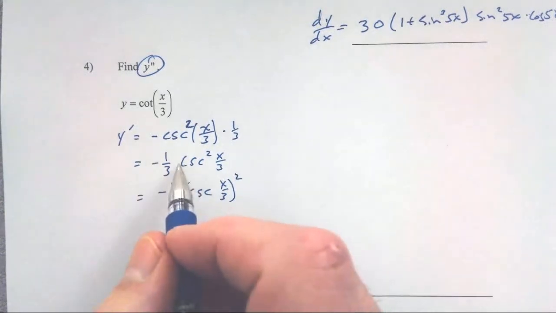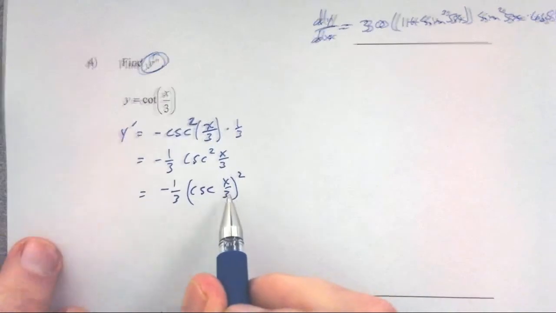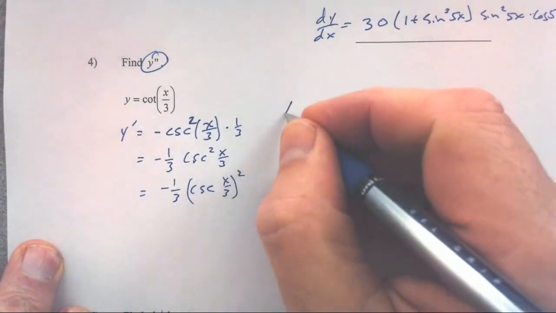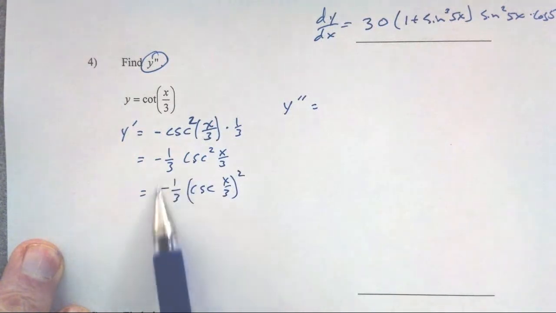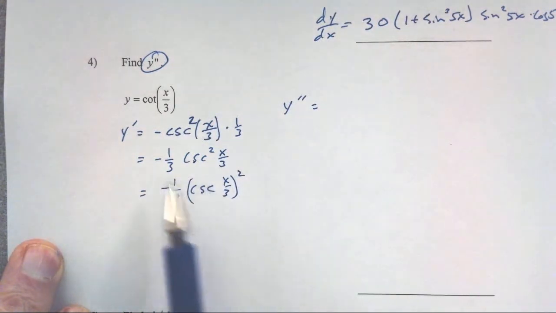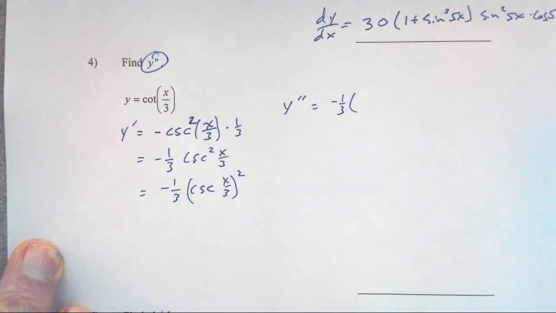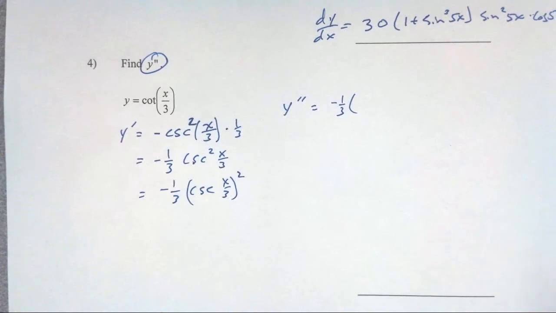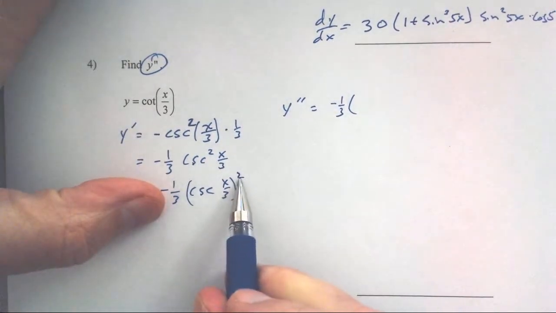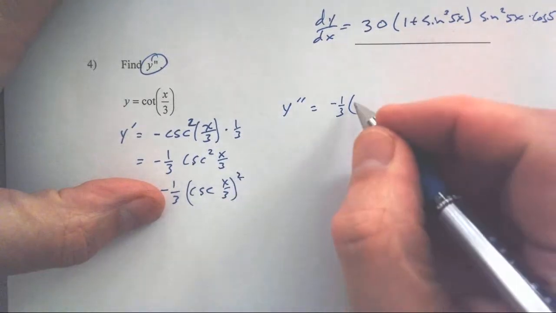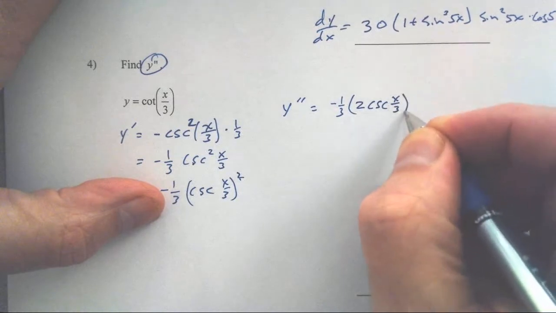So here's dy dx. And we could write it this way, but I want it this way for the next derivative. So let's see, y double prime. If we have a constant times a function, the constant survives differentiation. So it's just negative 1/3 times. You don't have to put the parenthesis there if you don't want to. It never hurts though. So I need the derivative of the outside function. That is 2 cosecant x on 3 to the first.